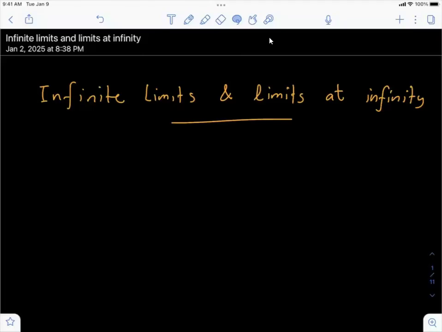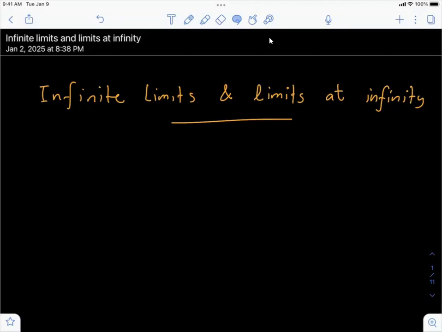Hello, everybody. Welcome back. In this lesson, we will go over a few different extensions of the concept of limit. Now, to understand these extensions, we need to understand the meaning of limits in terms of its notation.